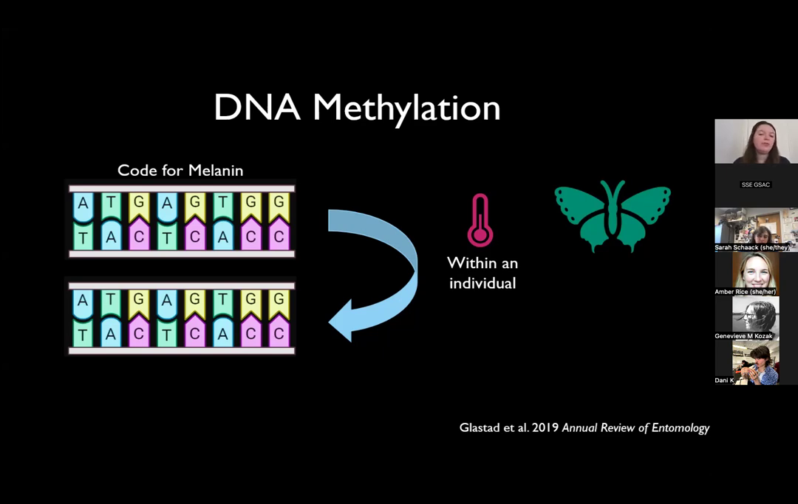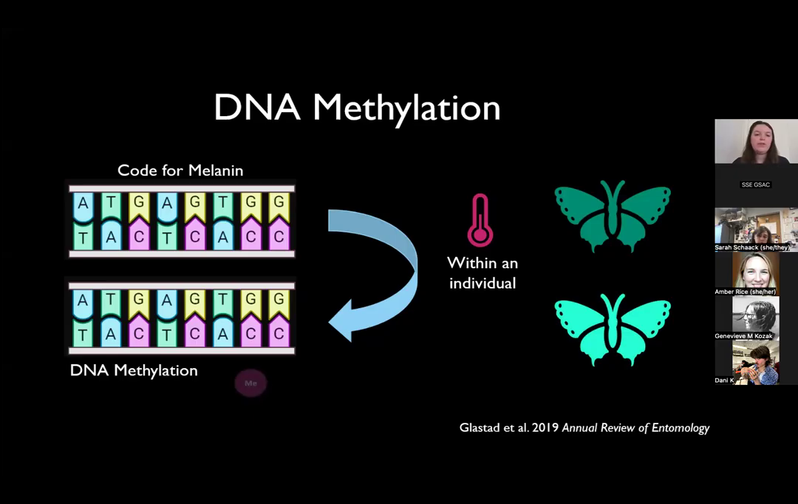And so after exposing them to this heat, what these individuals can actually do is add a methyl group to the cytosines within its genome. And this can occur genome-wide, but in this particular case, it occurred within a code for melanin, and that addition of that methyl group actually changed the gene expression of this gene. And you'll see now the individual looks like a light morph butterfly.